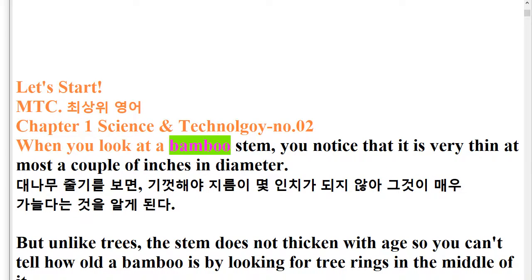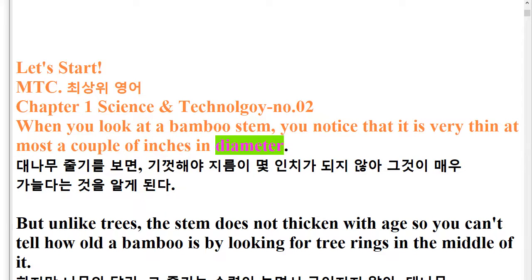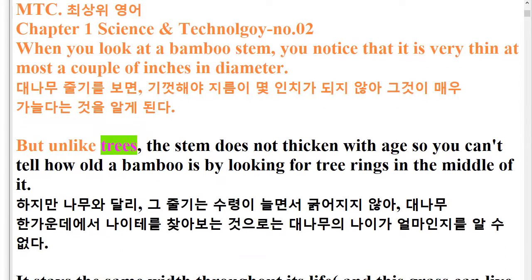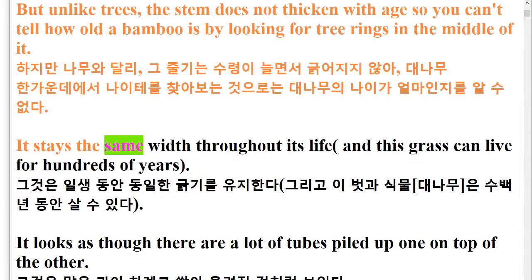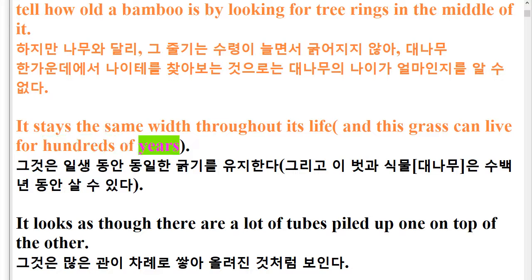When you look at a bamboo stem, you notice that it is very thin, at most a couple of inches in diameter. But unlike trees, the stem does not thicken with age, so you can't tell how old a bamboo is by looking for tree rings in the middle of it. It stays the same width throughout its life, and this grass can live for hundreds of years.